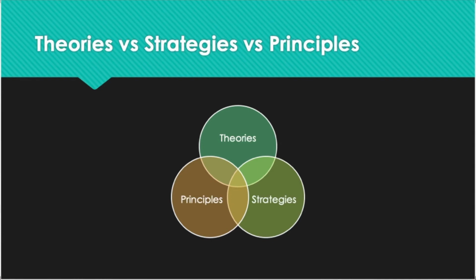For example, a learning theory is how people learn. A learning strategy is what they use to learn or the way that they learn it. And a principle is the why behind, the reasoning behind why they learn. So the learning theory is the what, the strategy is the how, and the principle is the why. And how are they all alike? They're all about how we learn. And you can use them to help you learn all of the information that you're given from your instructors.